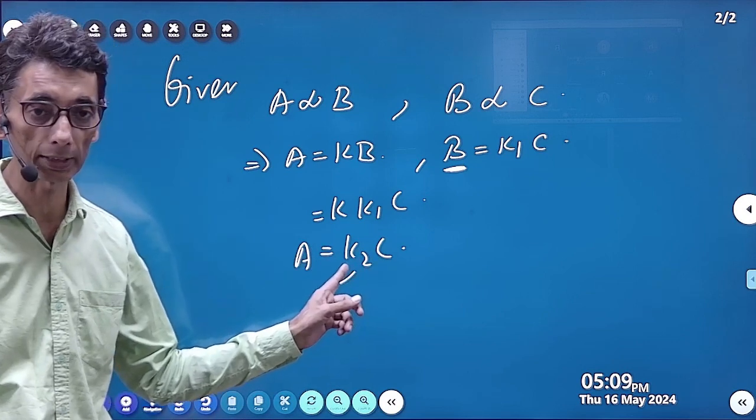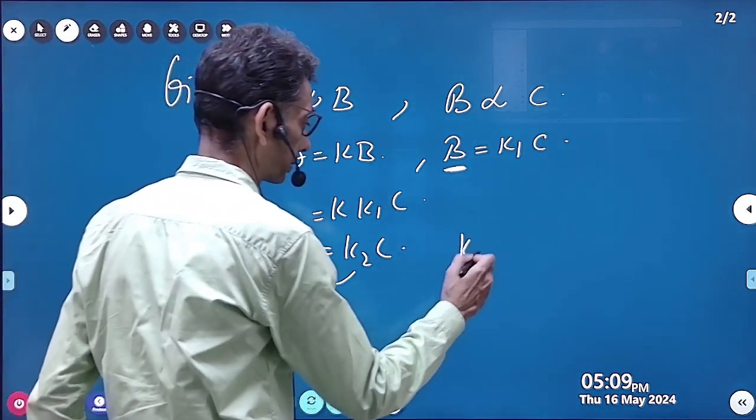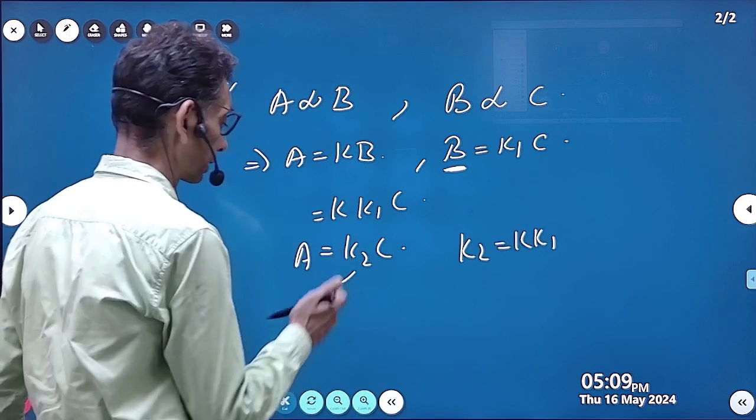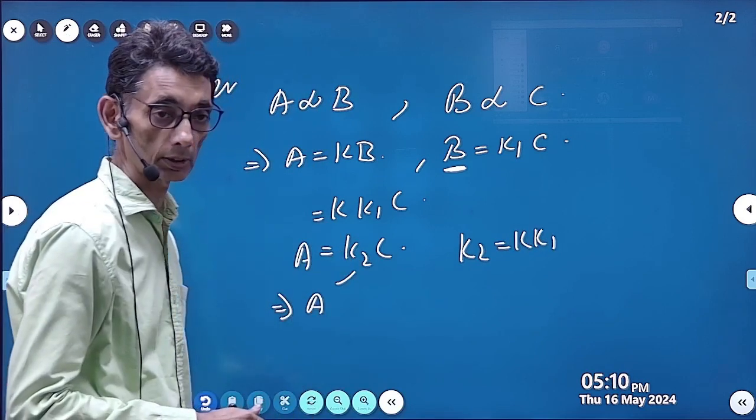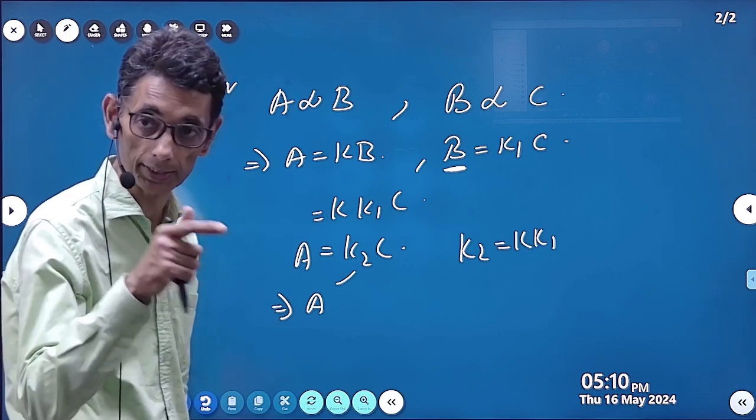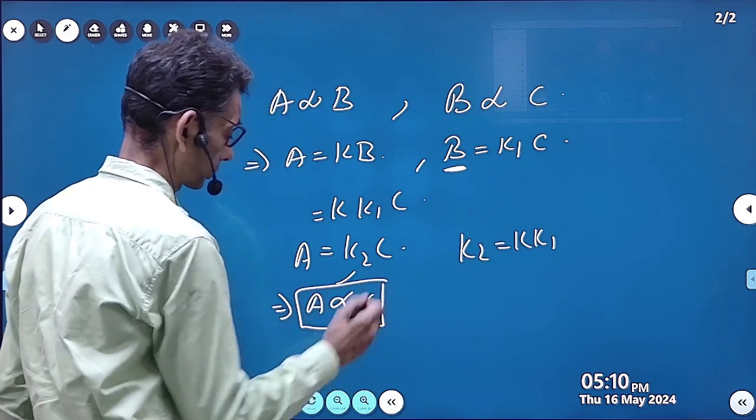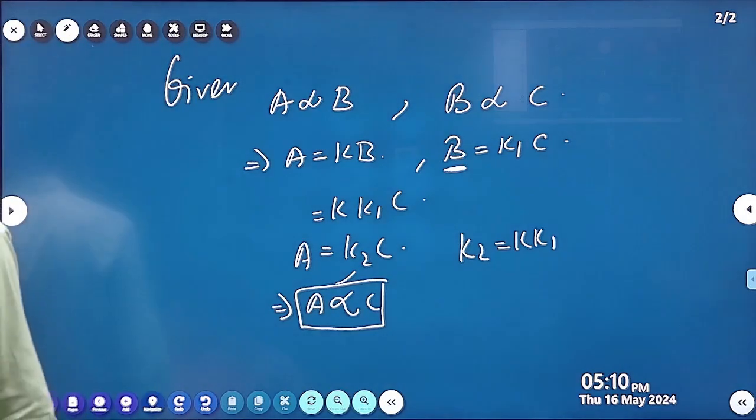How will you remove K2? K2 is a constant. If you remove the constant, what is the rule? If you remove the constant, there will be a proportionality sign. So A is proportional to C. Hence A is proportional to C. That proof is as simple as this. Right?